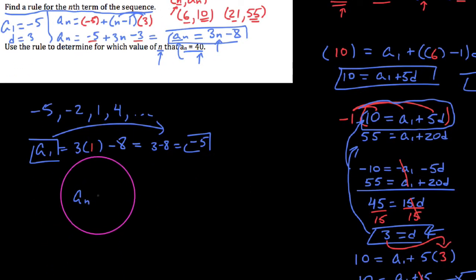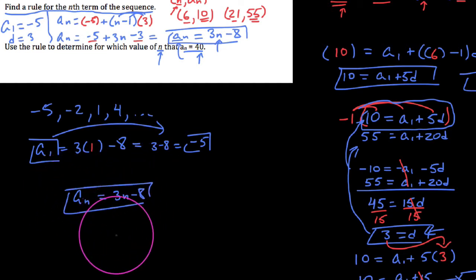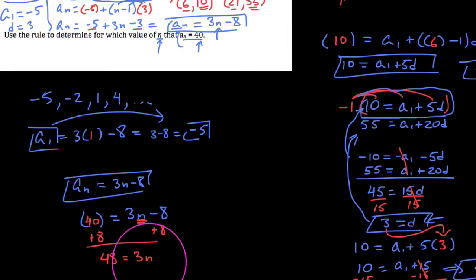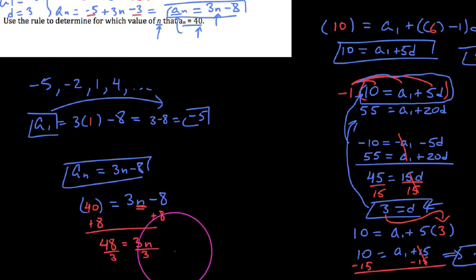Again, our rule is an is equal to our first term value plus n minus 1 times d, and that came out to be 3n minus 8 when we simplified it. But what we're going to do is substitute in for our an value, since we've been told that the value of our term comes out to be 40. The question is, what term is this? We're going to solve for n here. I'm going to add 8 to both sides, and so we get 48 has to be equal to 3 times n, and dividing both sides by 3, we determine that n equals 16.